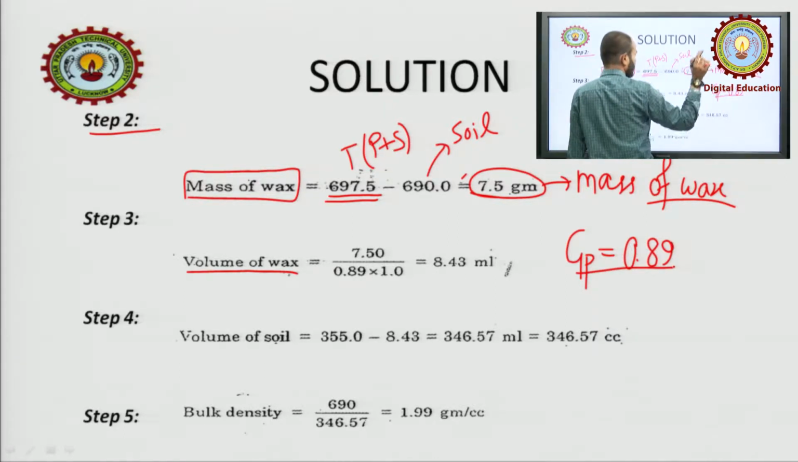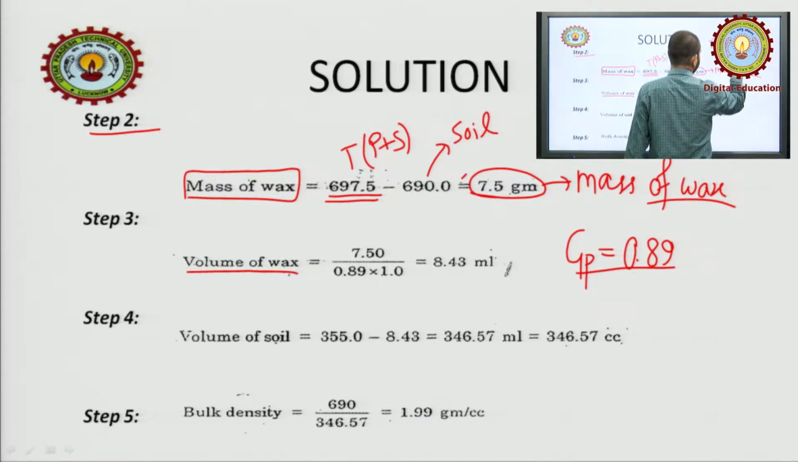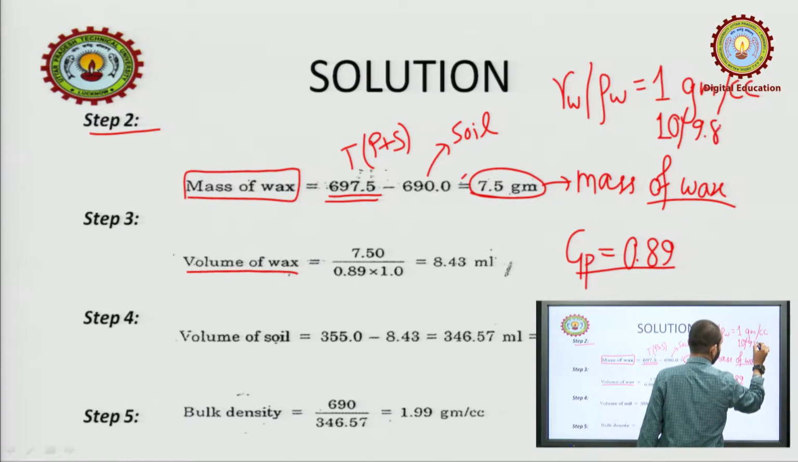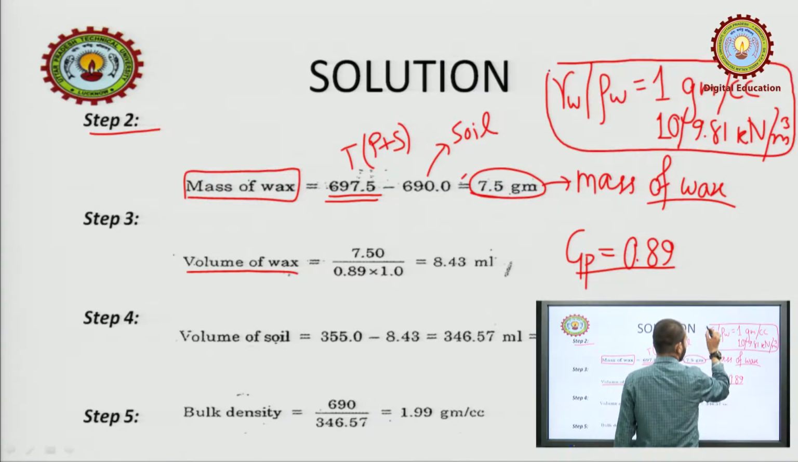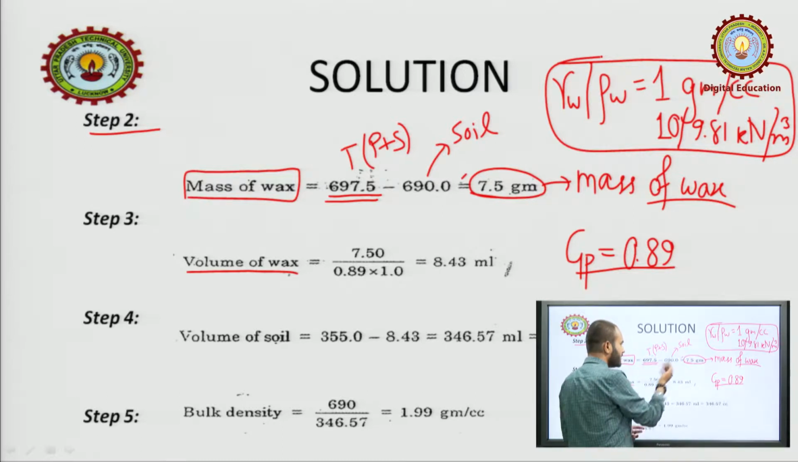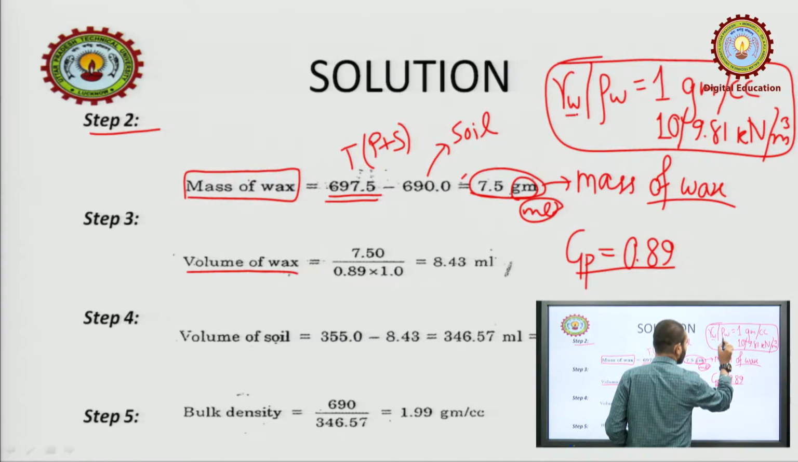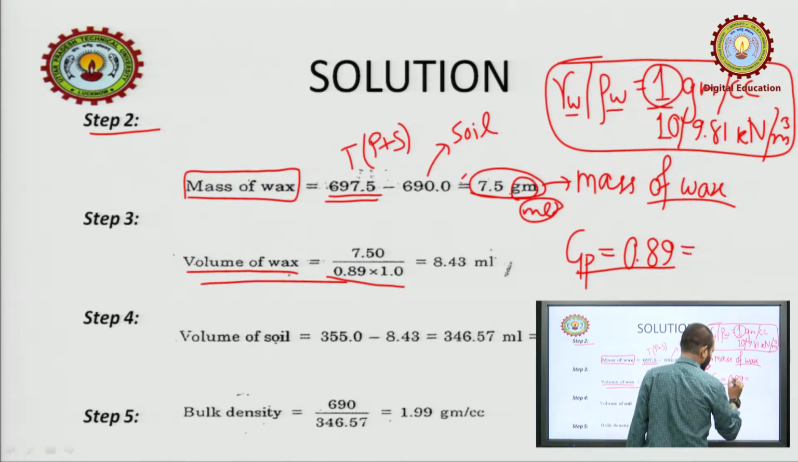Okay. Remember one thing, the value of gamma w or sometimes rho w is equal to 1 when this is written in gram per cc. It is 10 or 9.81 when it is written in kilonewton per meter cube. Okay, remember this is important. In this case you can see we are moving in gram and ml only. So the value of rho w will be 1, and this is used here. The specific gravity of this paraffin wax is given to us to be 0.89.